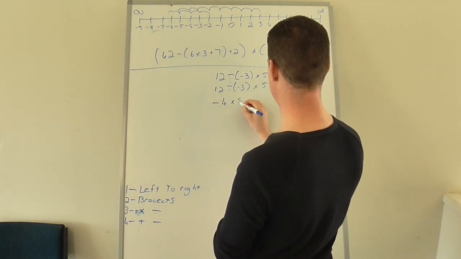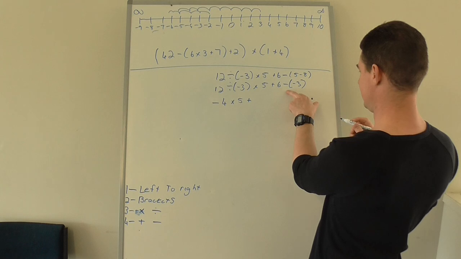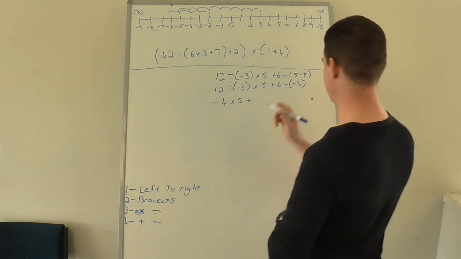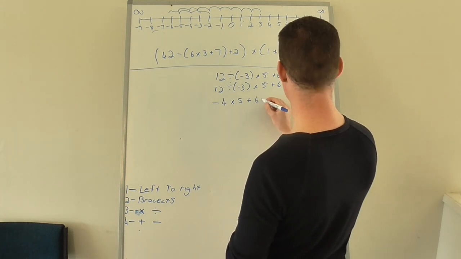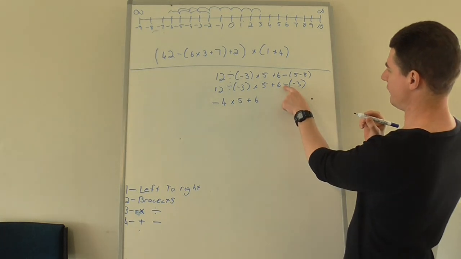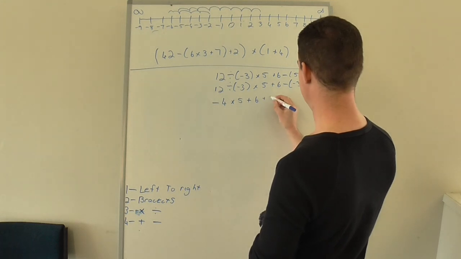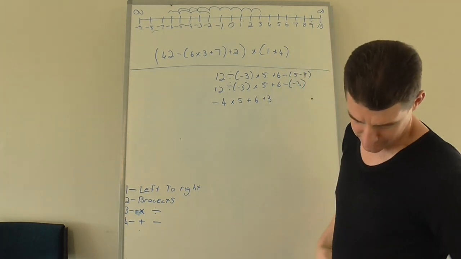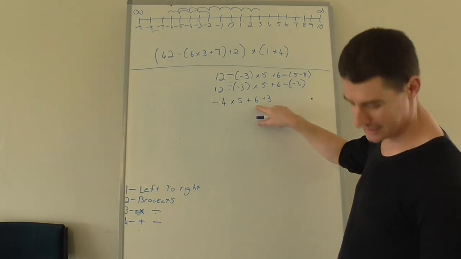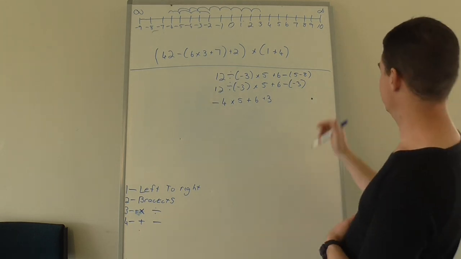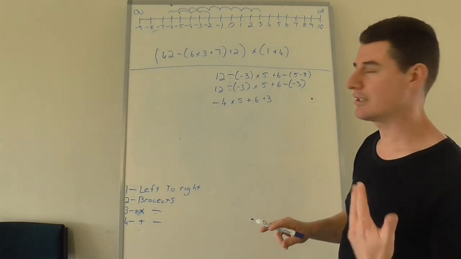Multiplied by 5 plus 6. Remember what I said? The moment you have a negative and a negative, it becomes a plus. Just remember that. Plus 3. So it's minus 4 times 5 plus 6 plus 3. Minus and a minus, plus. All right, don't forget that. Those are all rules that you have to practice.